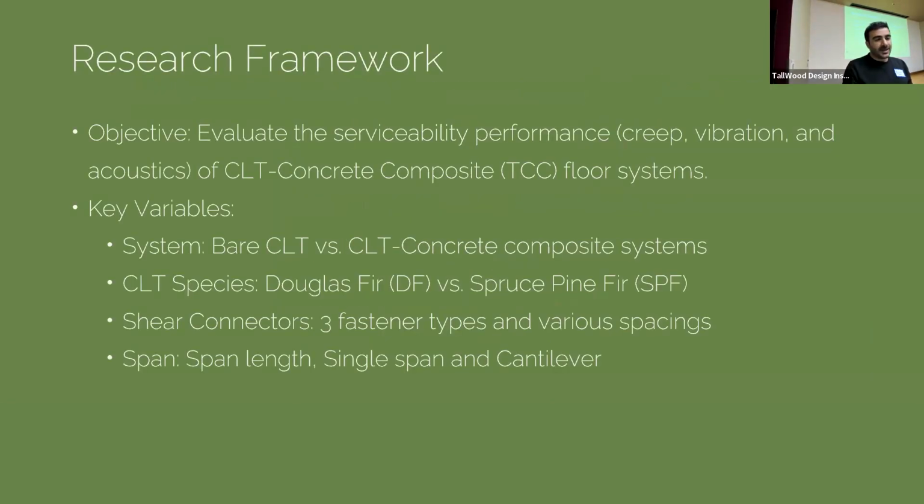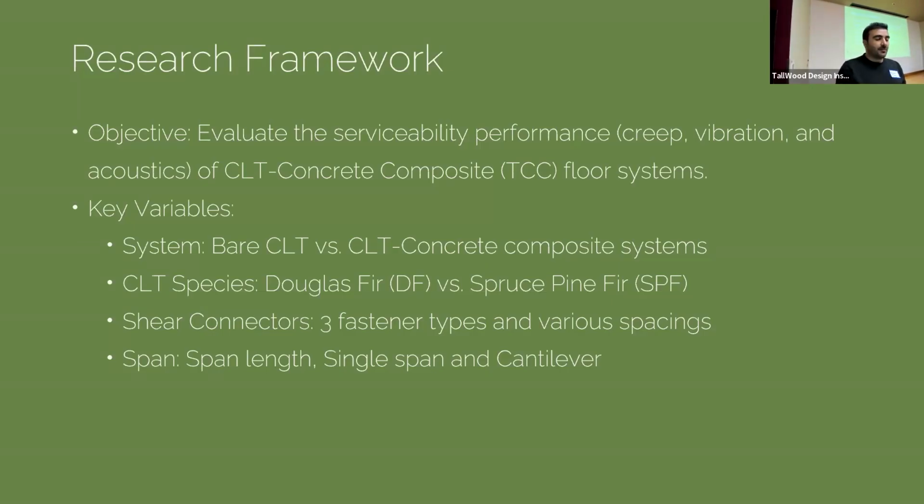So the main objective of this study is evaluating some serviceability key metrics like the creep, vibration, and acoustics. Through our experimental work, we investigated some key variables, like adding concrete will enhance the stiffness, but the additional mass may have some negative effects for vibration or acoustic.